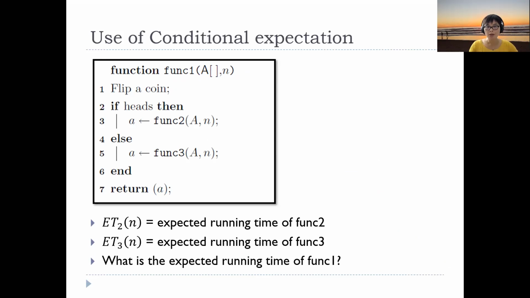Why is it useful? Now consider this artificial pseudocode where at the beginning I flip a random coin, and then what my algorithm does depends on the outcome of the coin. If the coin shows heads, then I call a function, procedure 2, but otherwise I call another function, function 3. And assume that we know the expected running time of these two functions. How can we get the expected time for the main function, function 1?